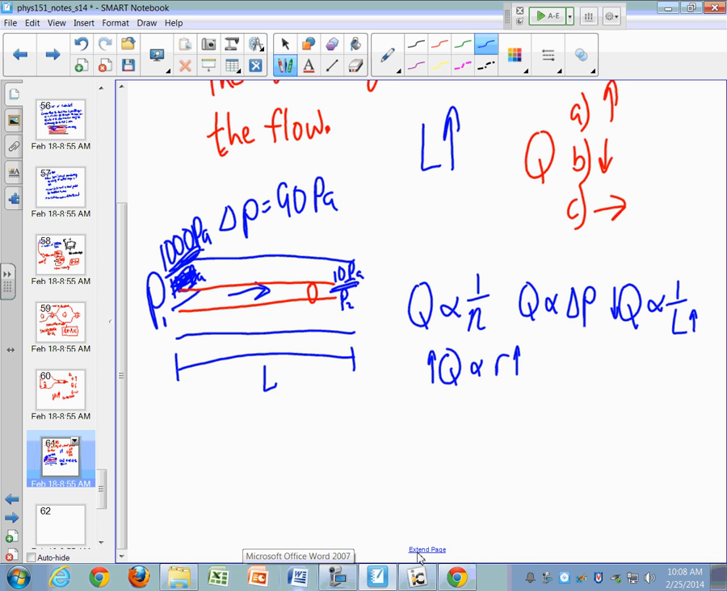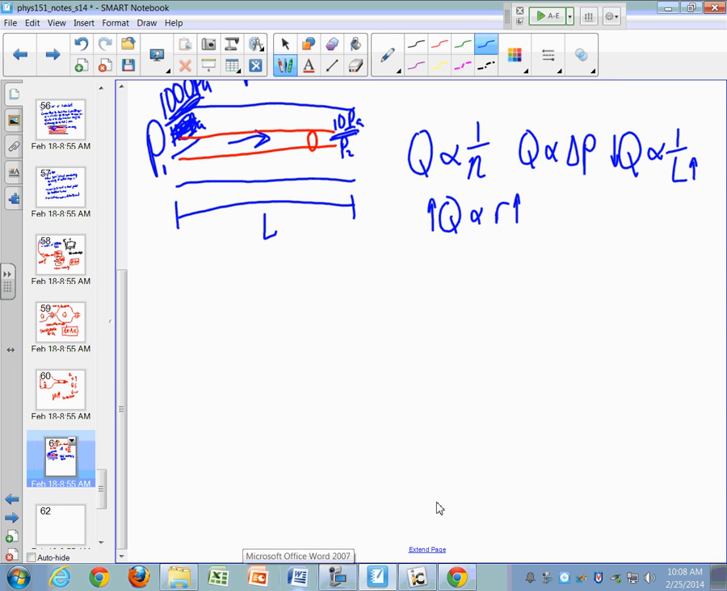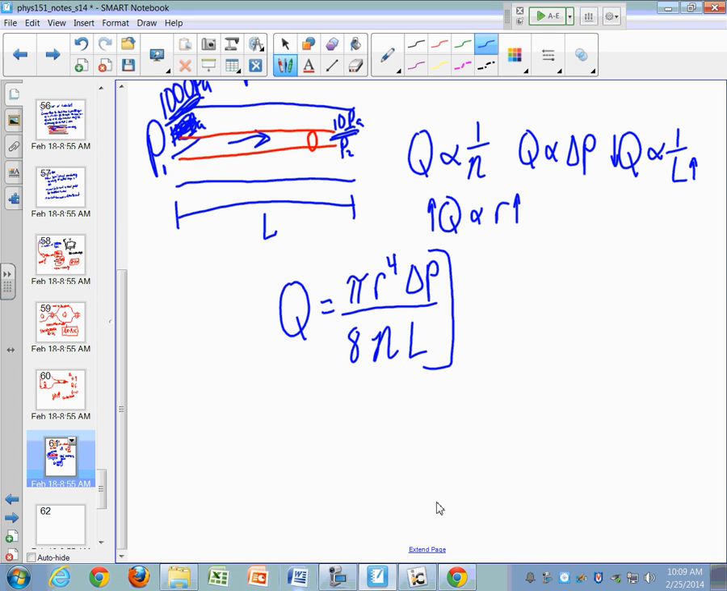All right, so we can put all these together and we get this equation. It's in your book. It's pi r to the 4th times my change in pressure over 8 eta L. Don't bother memorizing this equation. I'll probably just give it to you on the test actually. But I want you to know the different relationships.